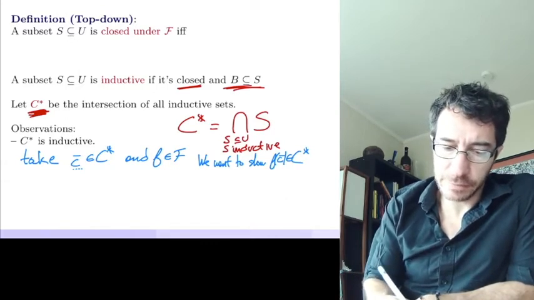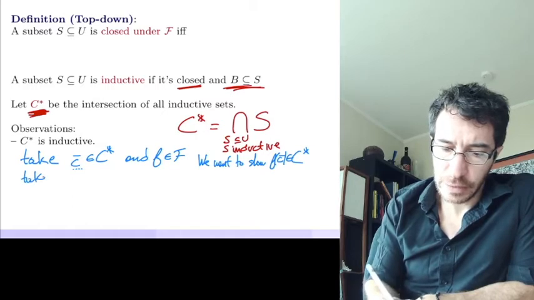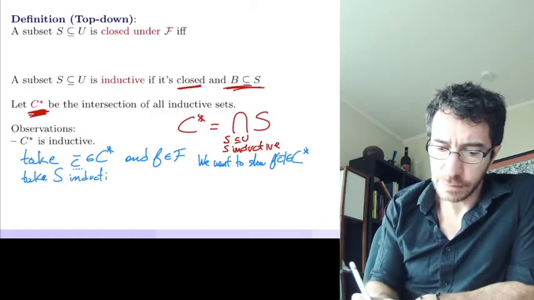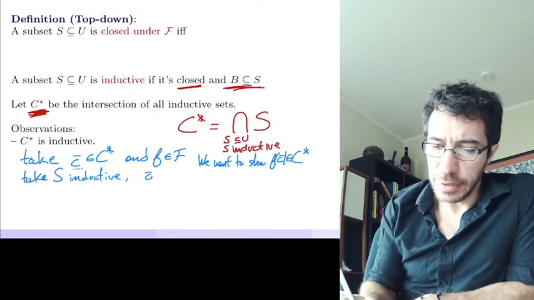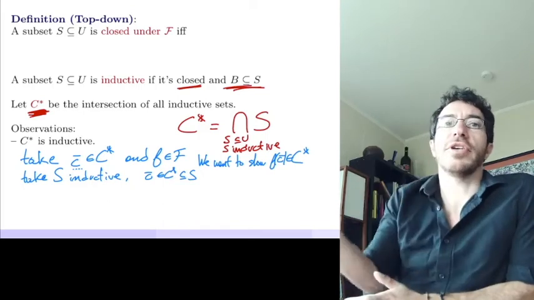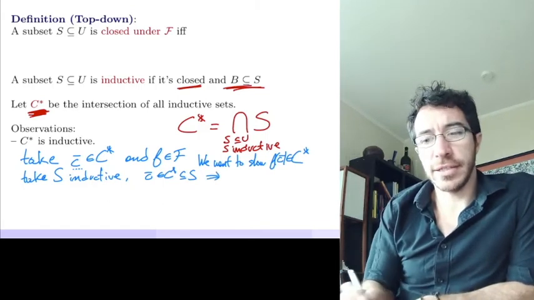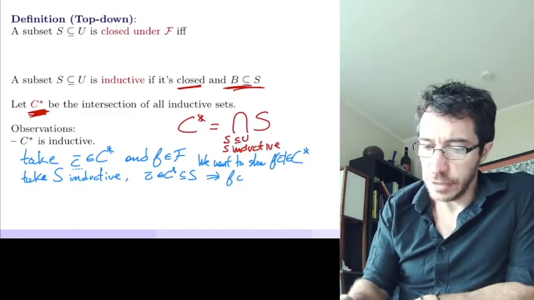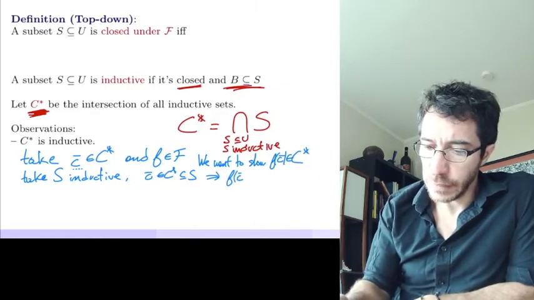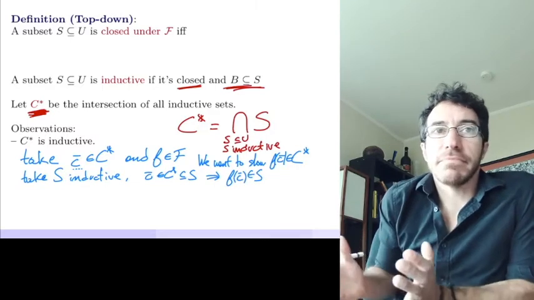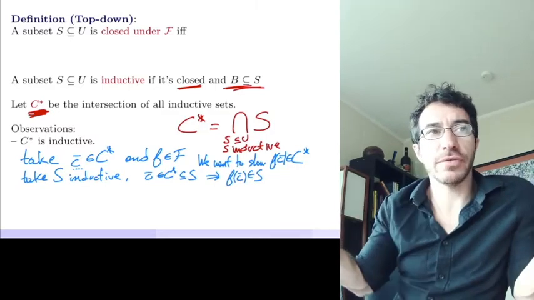So if we take S as inductive, then we have that C bar, which belongs to C star, is a subset of S, because C star is the intersection of all the inductive sets. And therefore, since S is closed, f of C bar belongs to S, because S was closed under all applications of these functions f.